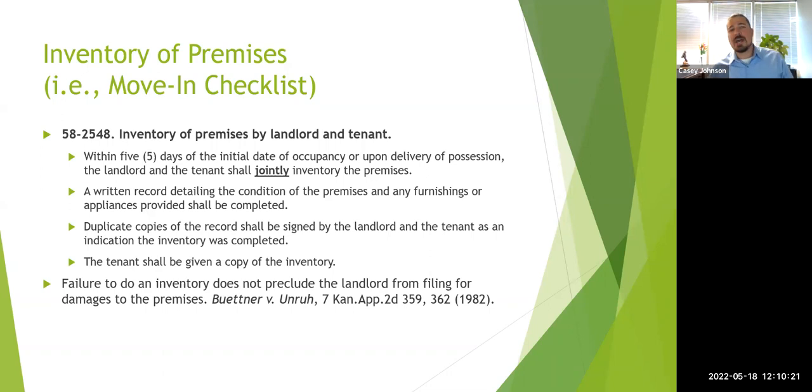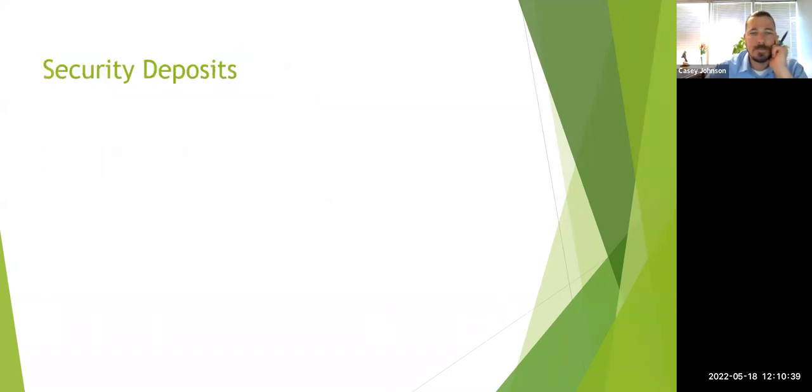If they don't do that, that does not preclude a landlord from filing for damages. It will make it harder for them to prove. If they can't prove what the condition of the property was before the tenant moved in, then it's going to be difficult for them to prove that the tenant caused the damages, but they do get the opportunity to do that even if they didn't do a move-in checklist.